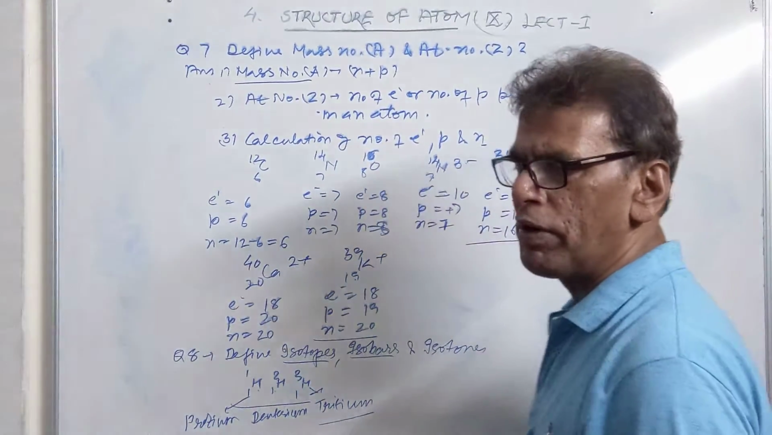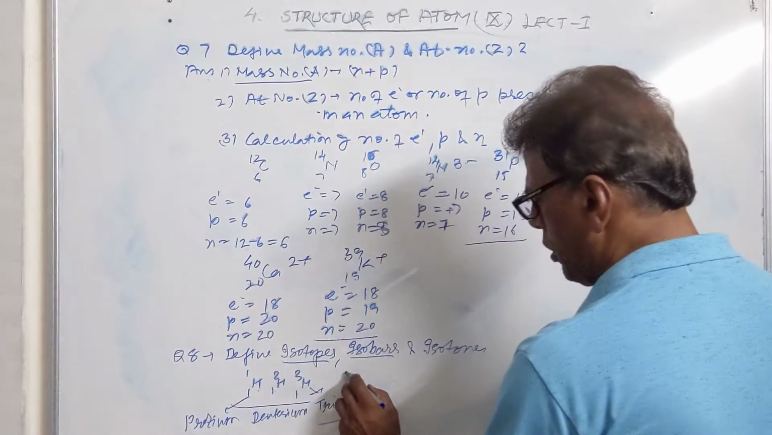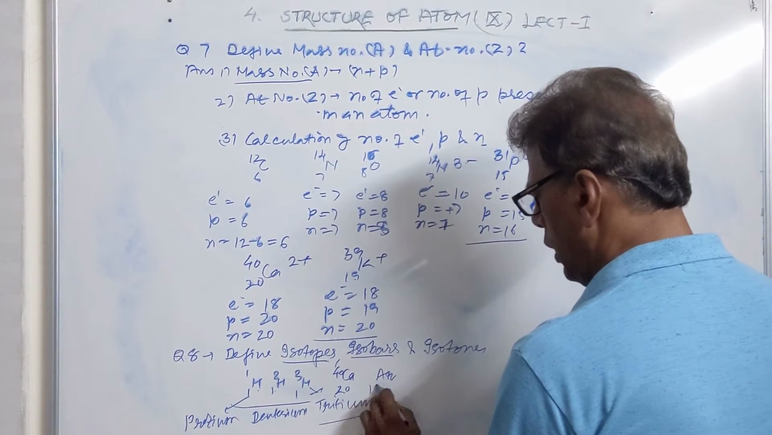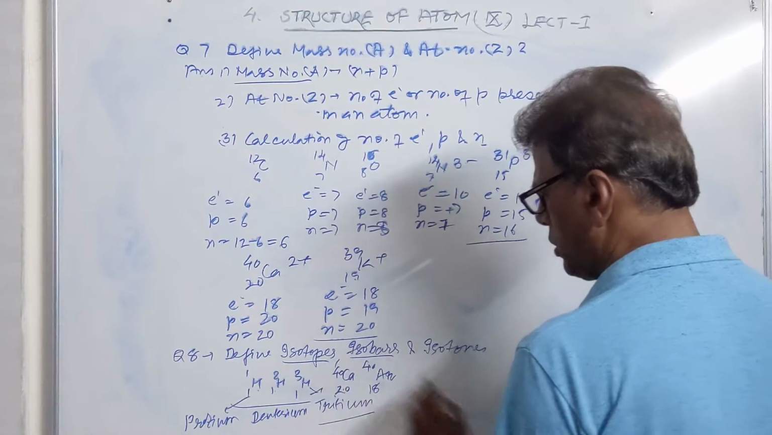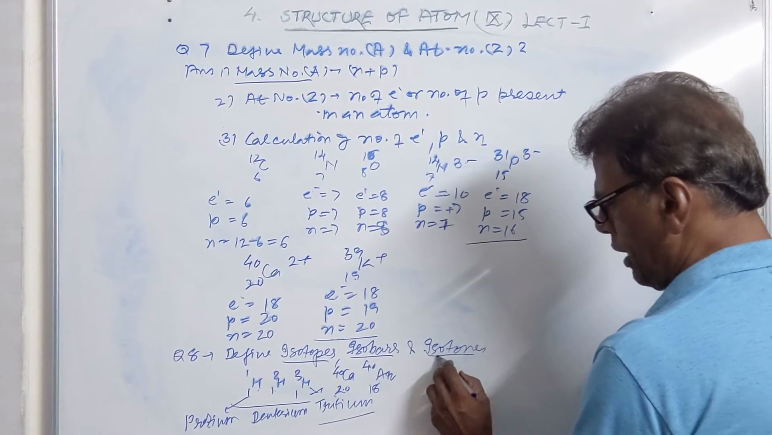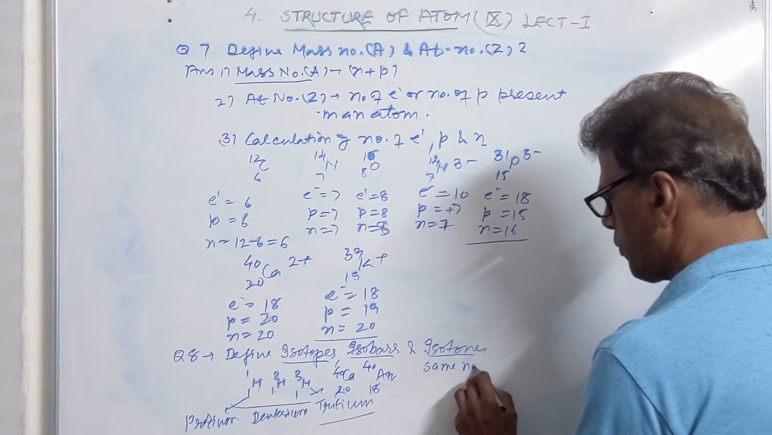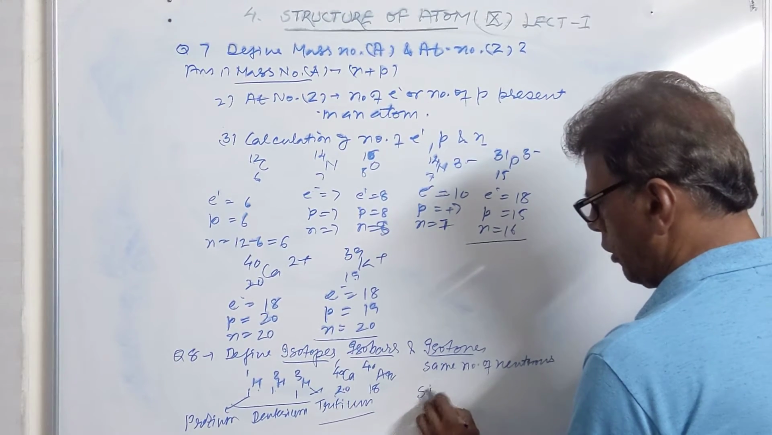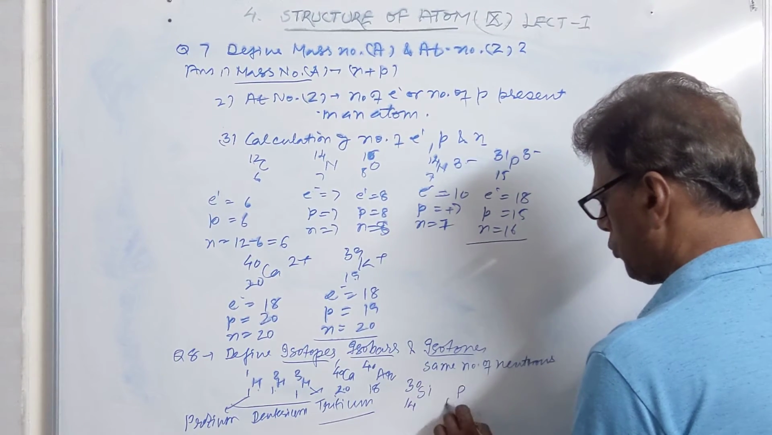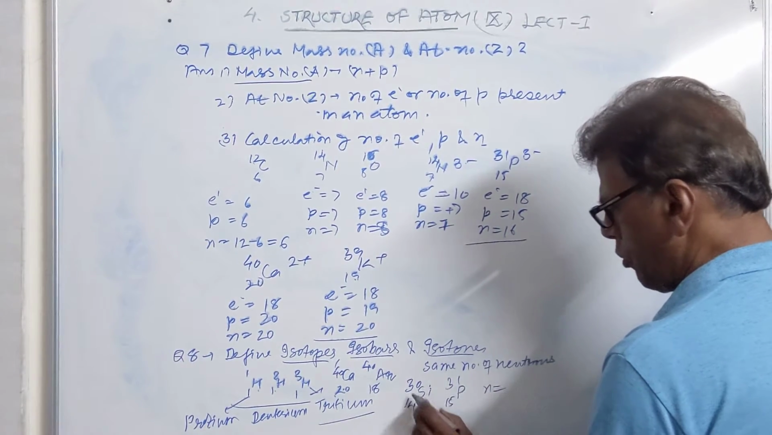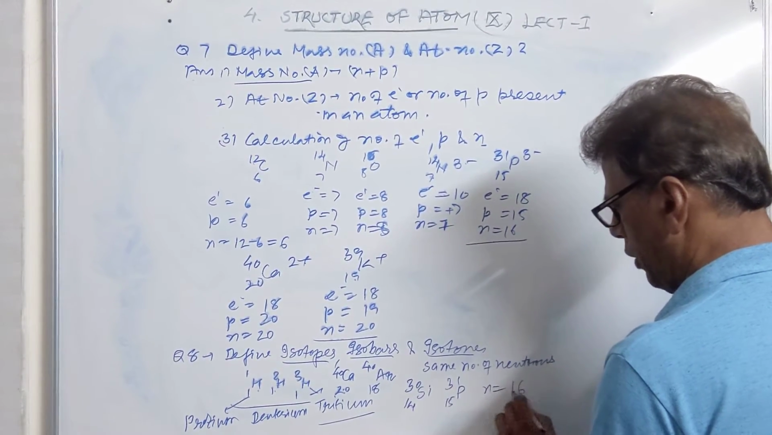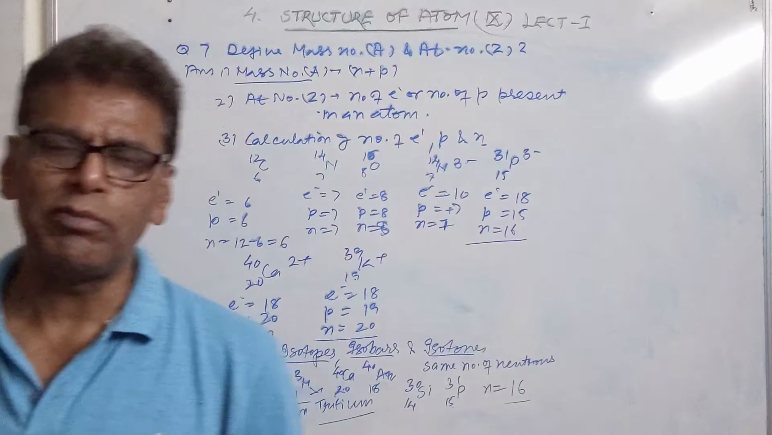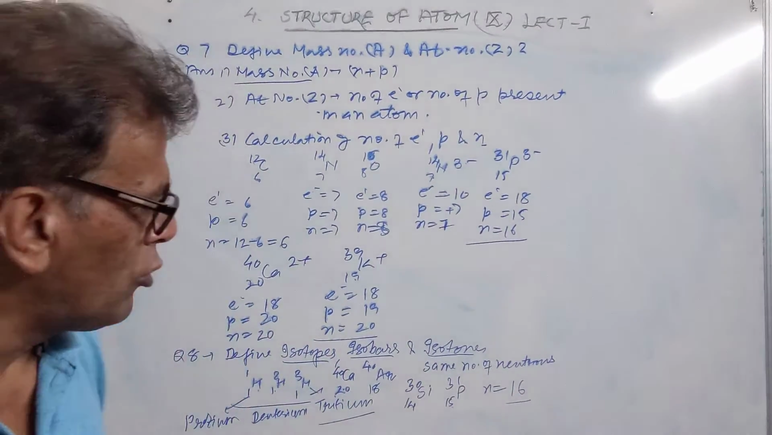Isobars are the atoms of different elements which have different atomic numbers but the same mass number. For example, calcium 20, 40 and argon 18, 40. Their atomic numbers are different, but the mass numbers are the same. Then we have isotones, which have the same number of neutrons. For example, silicon 14, 30 and phosphorus 15, 31. The number of neutrons is 30 minus 14, which is 16, and 31 minus 15, which is again 16. So the species which have the same number of neutrons are called isotones.